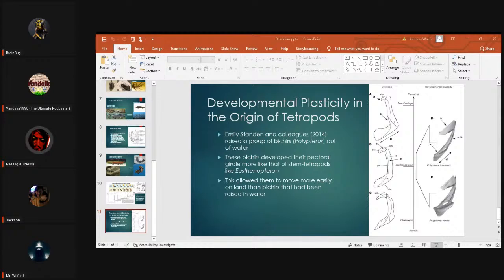It's also one very good instance of showing that not everything is about genes. It's also the forces that the organism experiences during development that change it. So yeah, it's really neat. Pretty cool stuff.